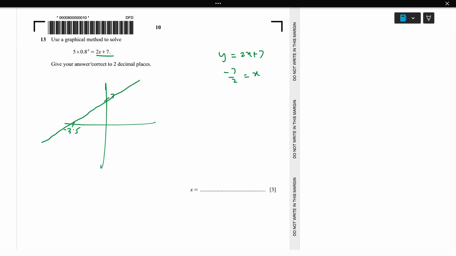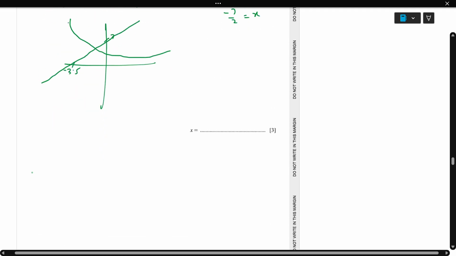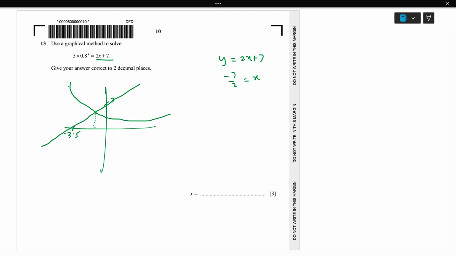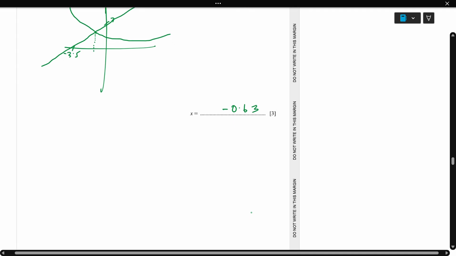Next is the left side. Our graph is going to be like this. This is an exponential graph, so you'll get a curve like this. Our question is to find the x where they intersect. So just find the x value here. That is the answer. x equals, you will get negative 0.63. The answer is okay.